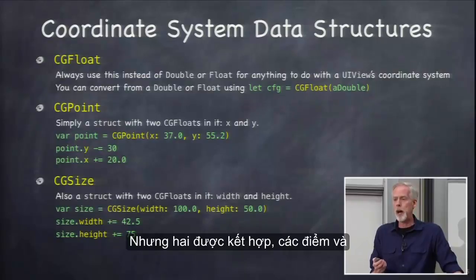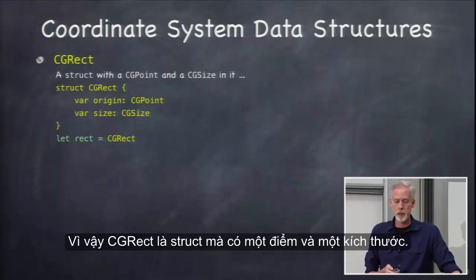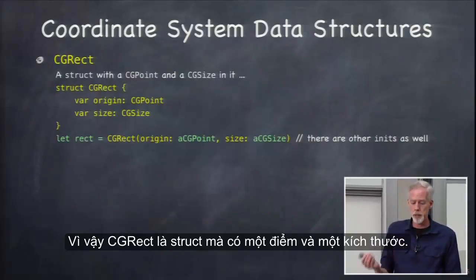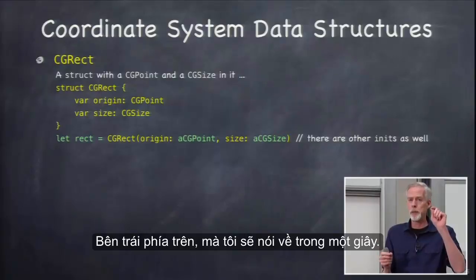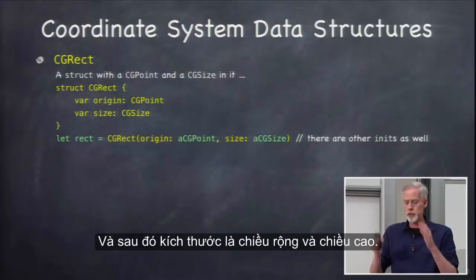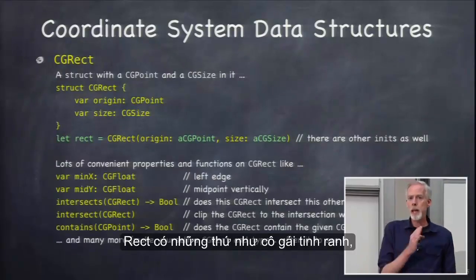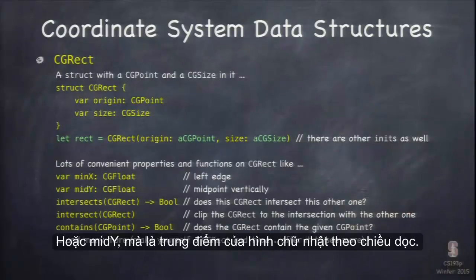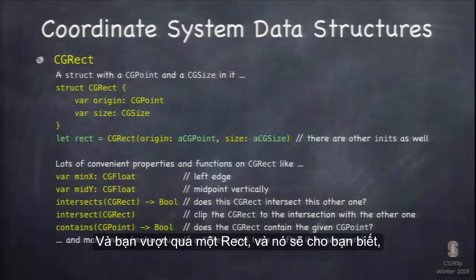But these two are combined, the point and the size, into CGRect. So a CGRect is a struct that has a point and a size. The point is the origin of the rect, upper left, which I'm going to talk about in a second. And then the size is the width and height. Now, rect has a lot of methods on it. Okay, rect has things like minX, which is the left edge of the rect, or midY, which is the midpoint of the rectangle vertically, or intersects, and you pass it another rect, and it'll tell you as a Boolean whether it intersects that rect, right?